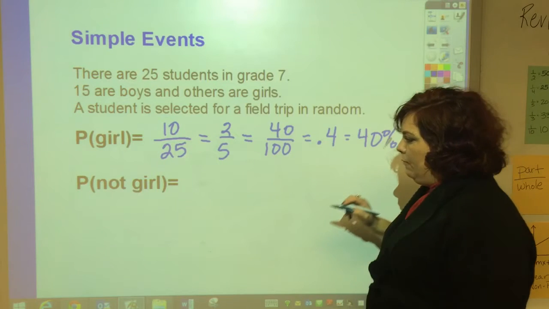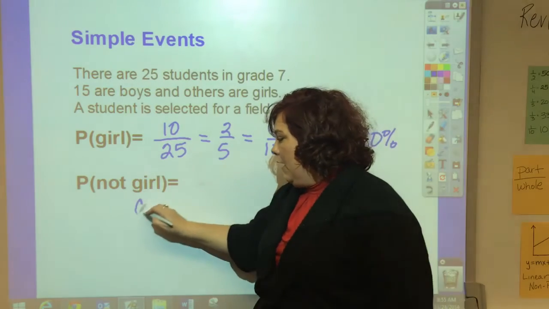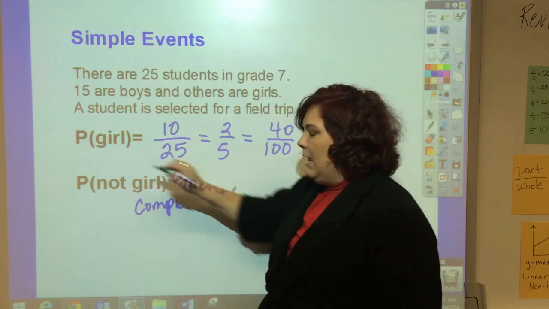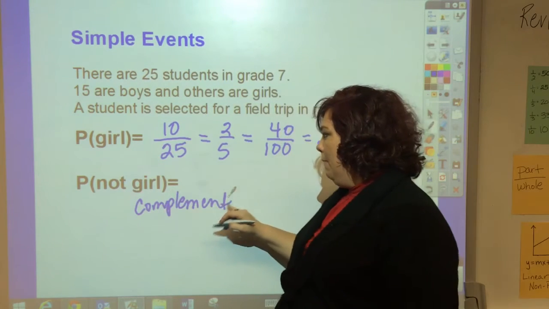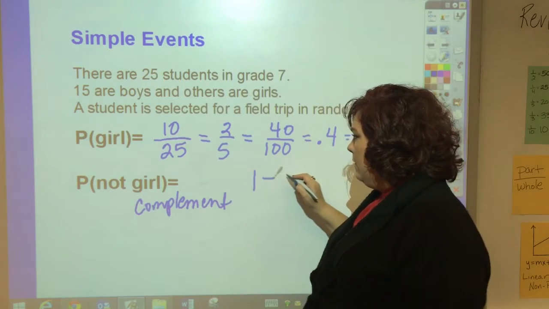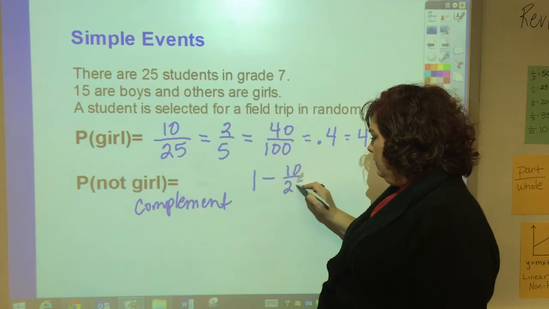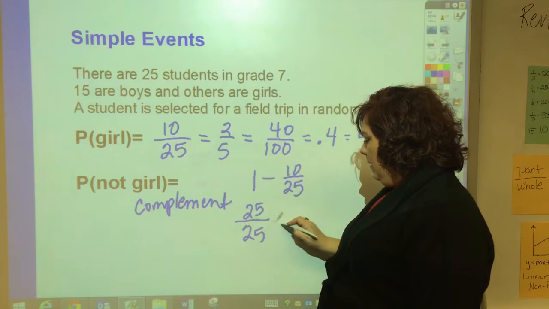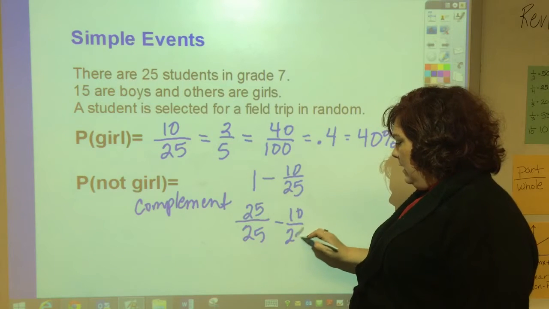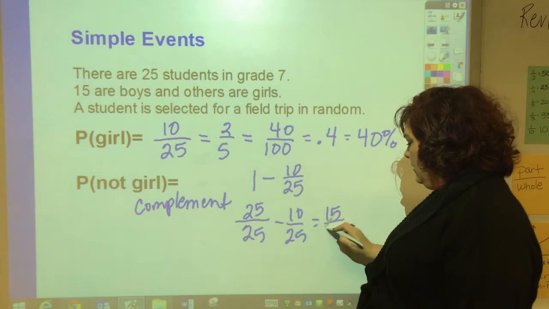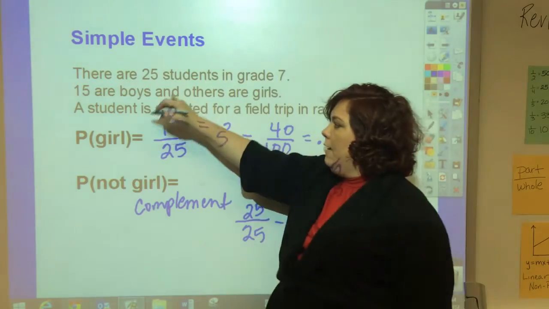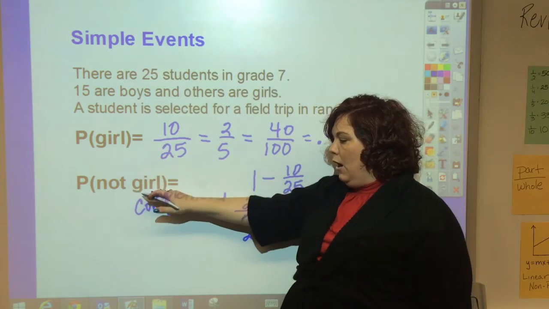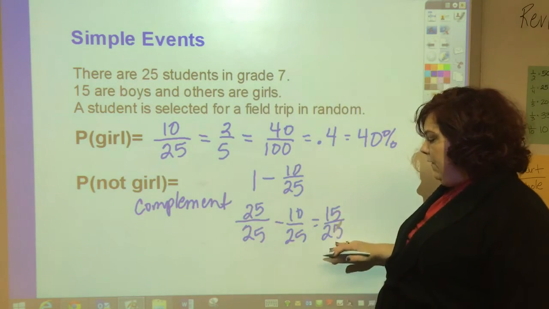And then the probability of not a girl, this is called the complement. It's that either this is going to happen or this is going to happen. And the complement, you subtract from 1, 10 25ths. And so you'd want to change that to 25ths over 25ths minus 10 25ths equals 15 25ths, which is really just the number of boys. So the complement of a girl is a not girl, so it is a boy, and that's 15 over 25.